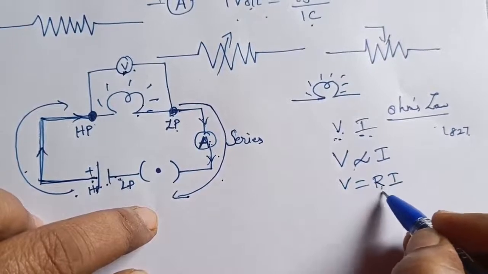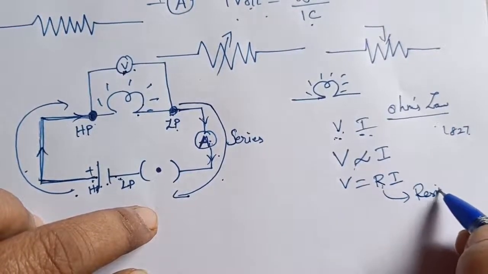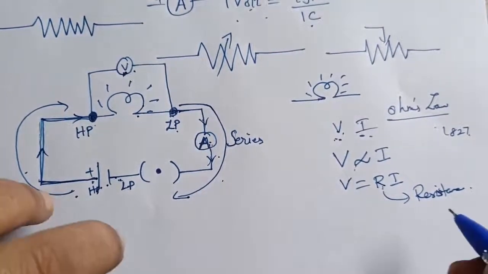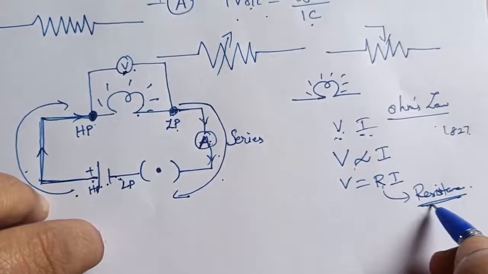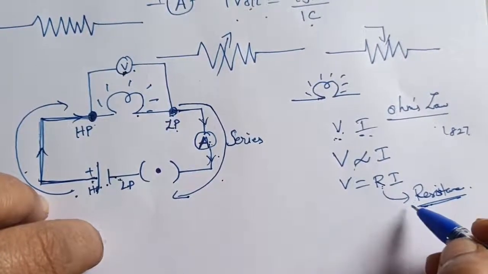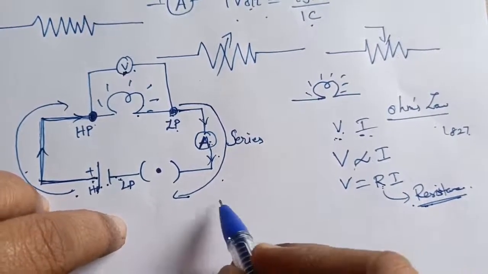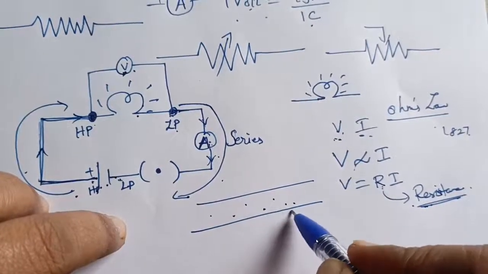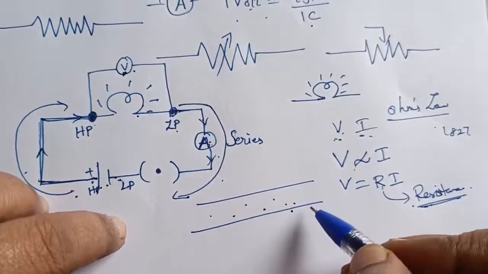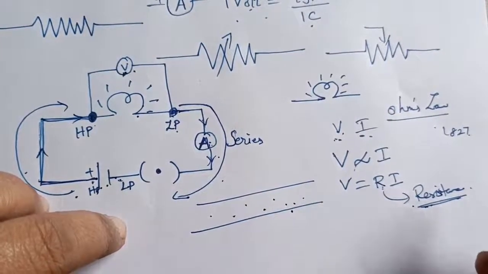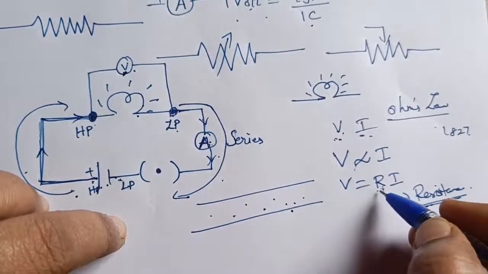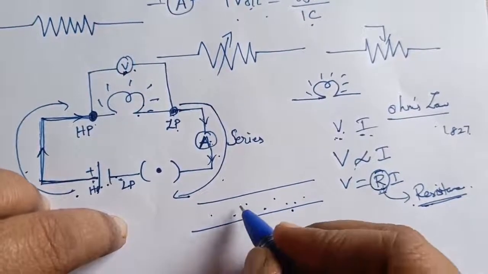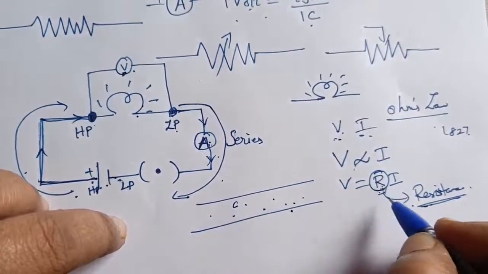This is nothing but your resistance. What is meant by resistance? Resistance is nothing but the property of a conductor. For example, this is a wire conducting electricity, and it is a property of this conductor which resists the flow of electrons. That is called resistance. This resistance is a constant for a particular wire. If this is a copper wire, then its value remains the same.